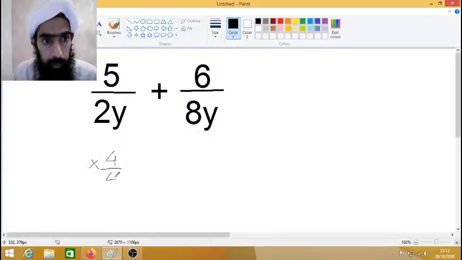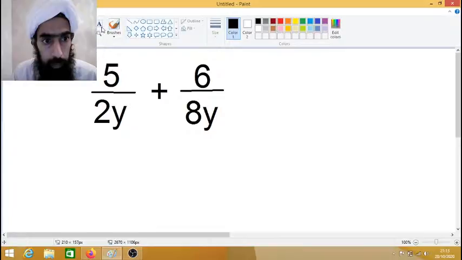If I times by 4 over 4, that's really timesing by 1, so it won't change the number in the question, it won't change the fraction in the question, it will still stay the same size. But the advantage is that I won't have 2y on the bottom anymore. So let's try that.